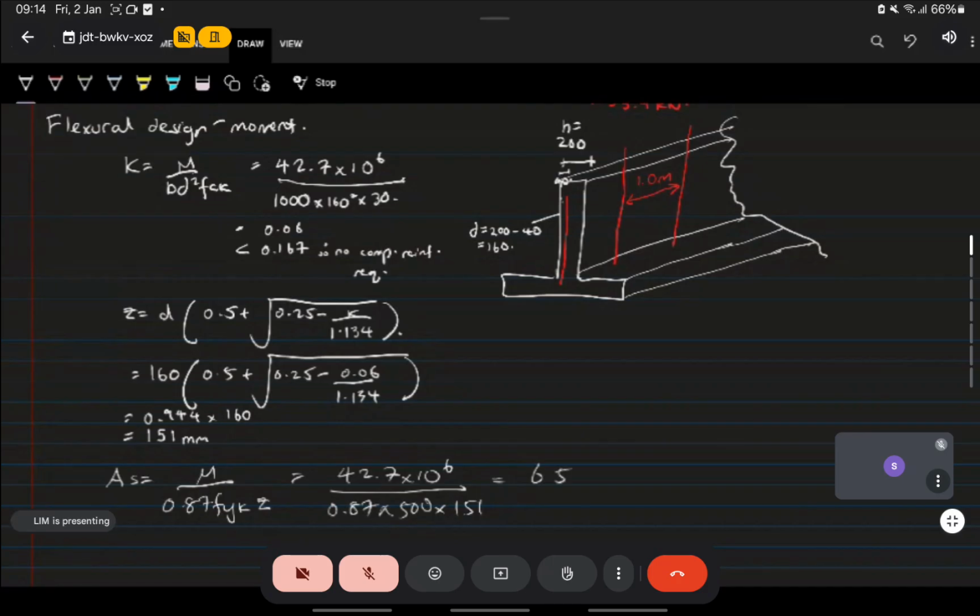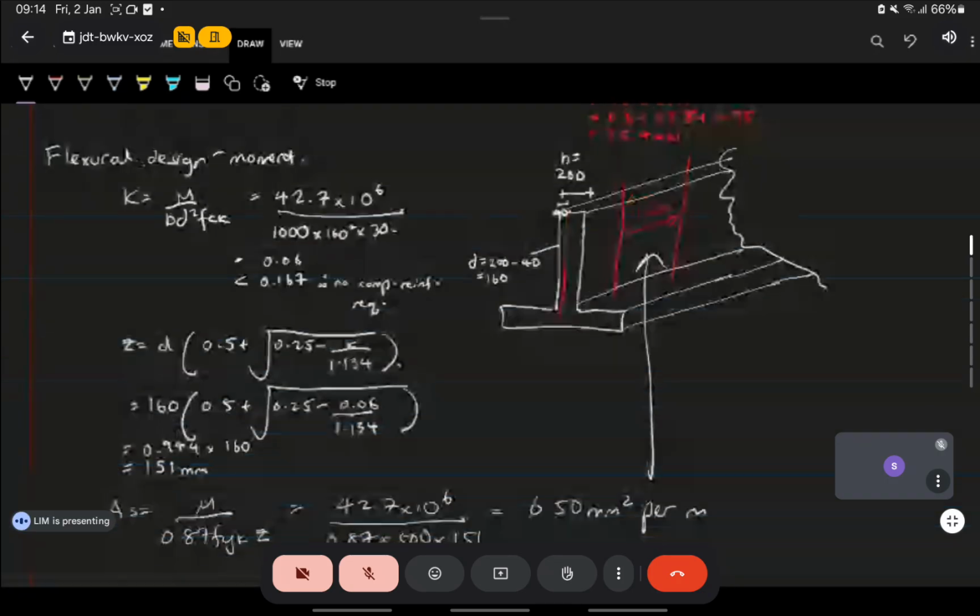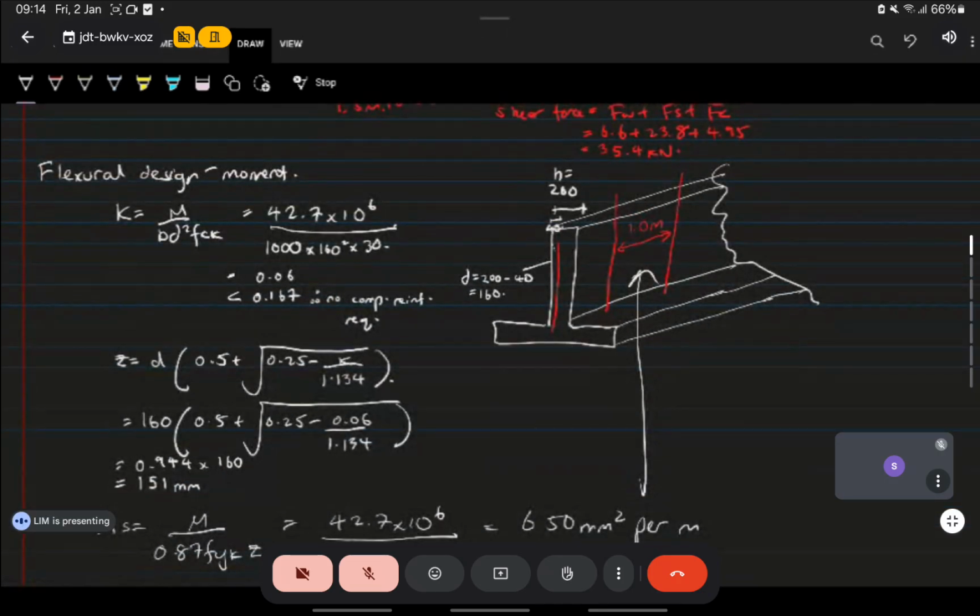650. But this is per meter. Yeah, per meter. So every meter width of wall, you need 650 millimeter square of reinforcement. Okay. So that's the flexural part.